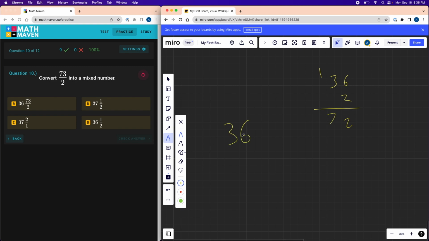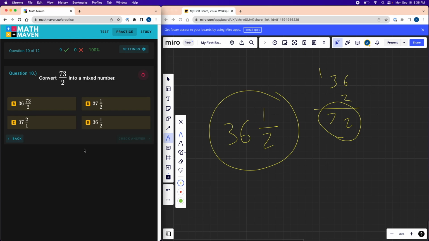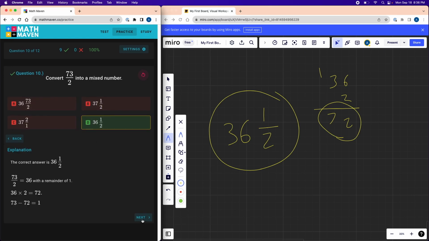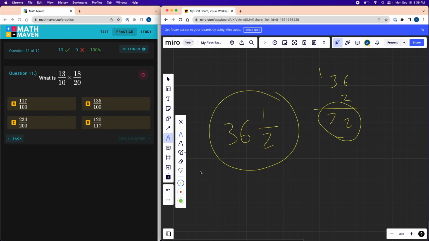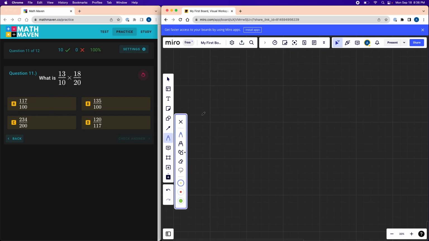And then what's left over? Well, we had 72 there, and we started with 73. So 73 minus 72, that's going to give us 1 left over. Put that back over our original denominator, and that will be 36 1/2. Which appears to be this answer here, 36 1/2. There we go. Moving on to the next one, another multiplication problem here.